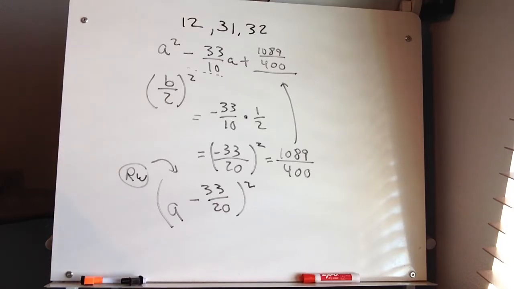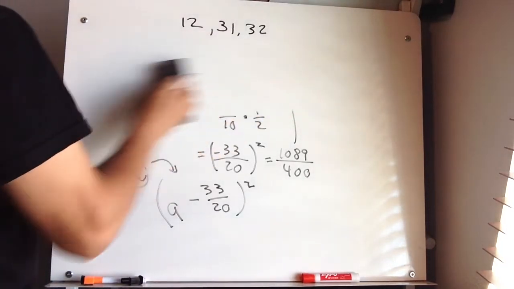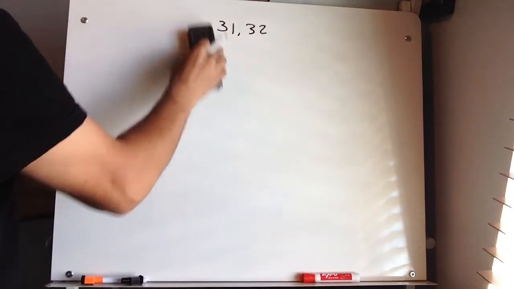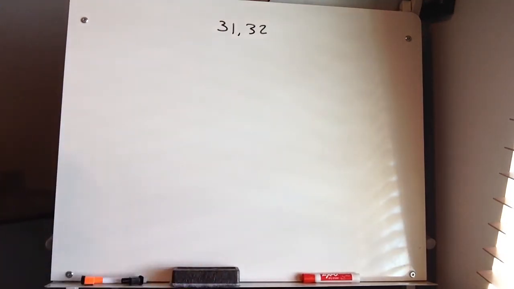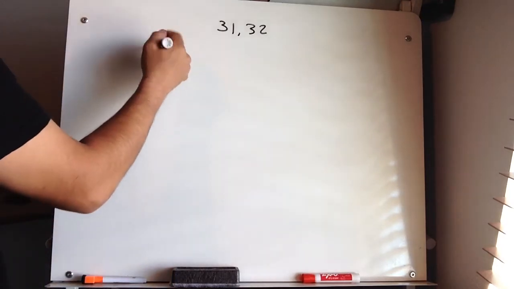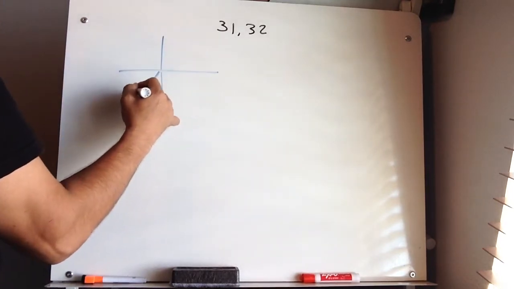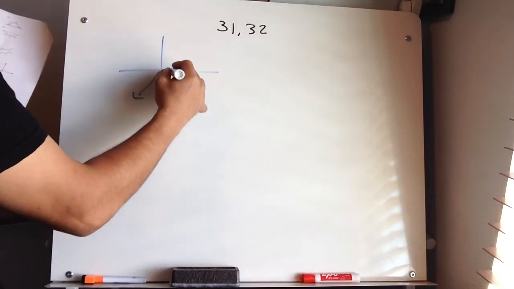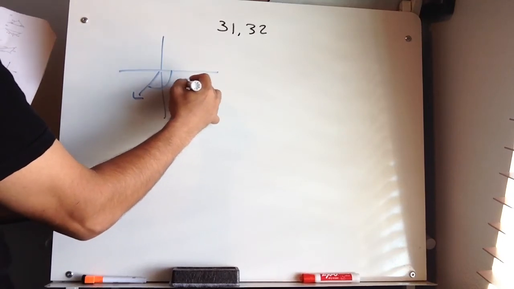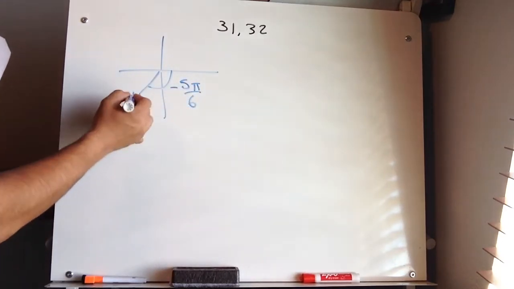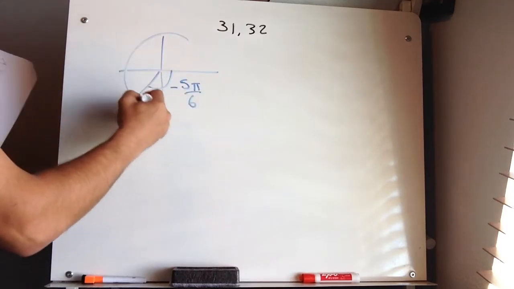Alright, the last two questions that you guys were asking for are question 31 and 32. Now, this has to do with a unit circle. A lot of you are putting the unit circle on your cheat sheet, so you have to understand how to read it. For example, number 31 says negative 5 pi over 6. So it's asking, what's this spot in a unit circle?